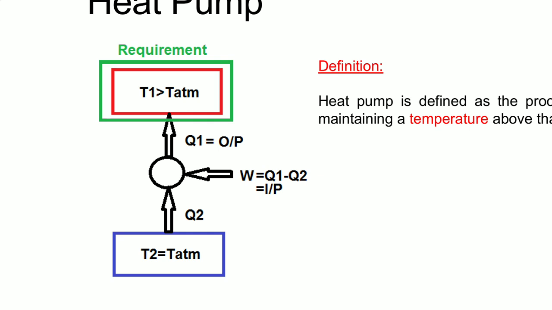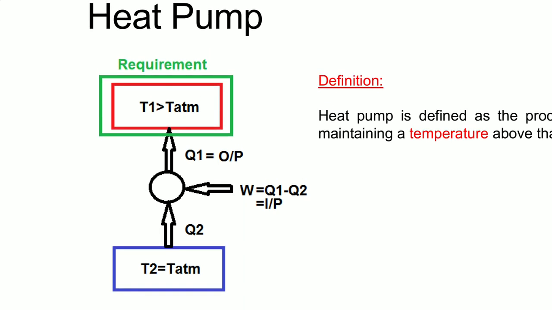Now what is the input to the heat pump? Input to the heat pump is the W, which is Q1 minus Q2. So from this equation we can write Q1 is equal to W plus Q2. So in a heat pump, from the atmosphere heat is taken and that will be transferred to the room.